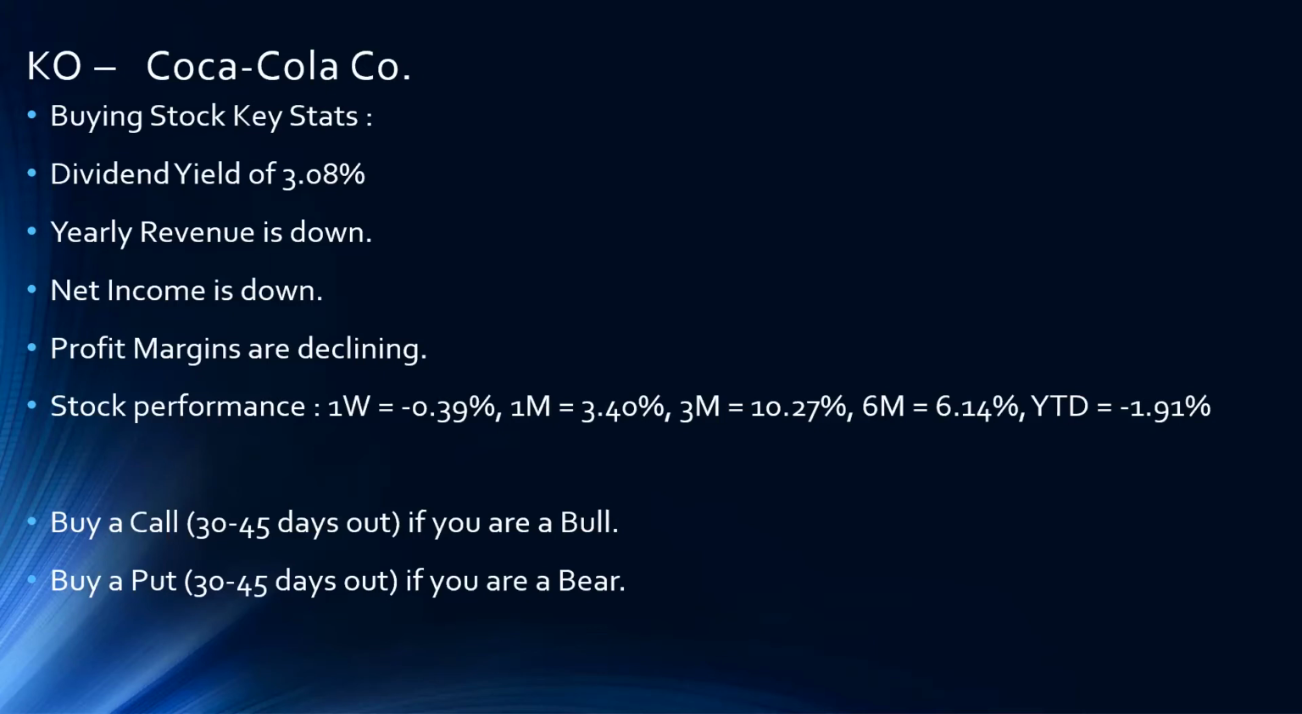With a 1-month performance of just over 3%, which was good, especially in light of the bull market that we've been in. The 3-month is up 10%, but this is where it gets really shaky. If you look at the 6-month performance of Coca-Cola, it's only up 6.14%, with a year-to-date of being down 1.91%. So that means that we're lower now than when the pandemic first hit. So in this situation, the fundamentals are looking very bearish.